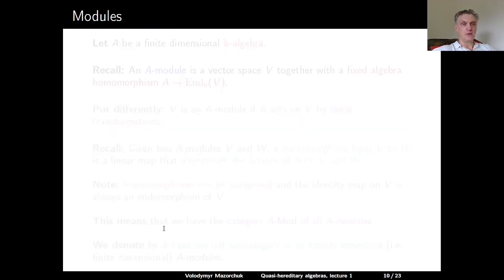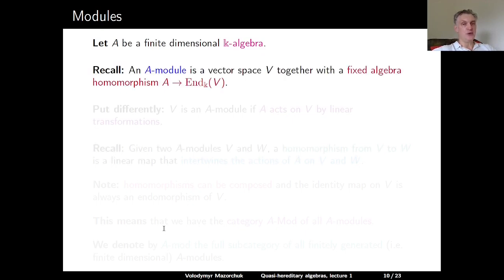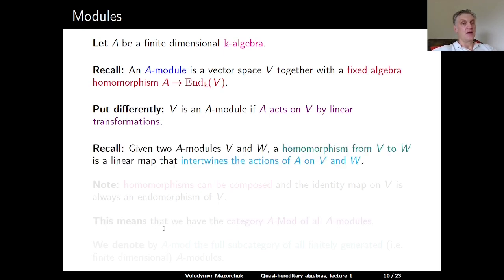Now let us talk about modules. Let A be a finite dimensional K algebra. Recall that an A module is a K vector space V together with a fixed algebra homomorphism from A to the algebra of all K endomorphisms of V. One can also rephrase it, so a module V is a K vector space with an action of A on this K vector space by linear operators.